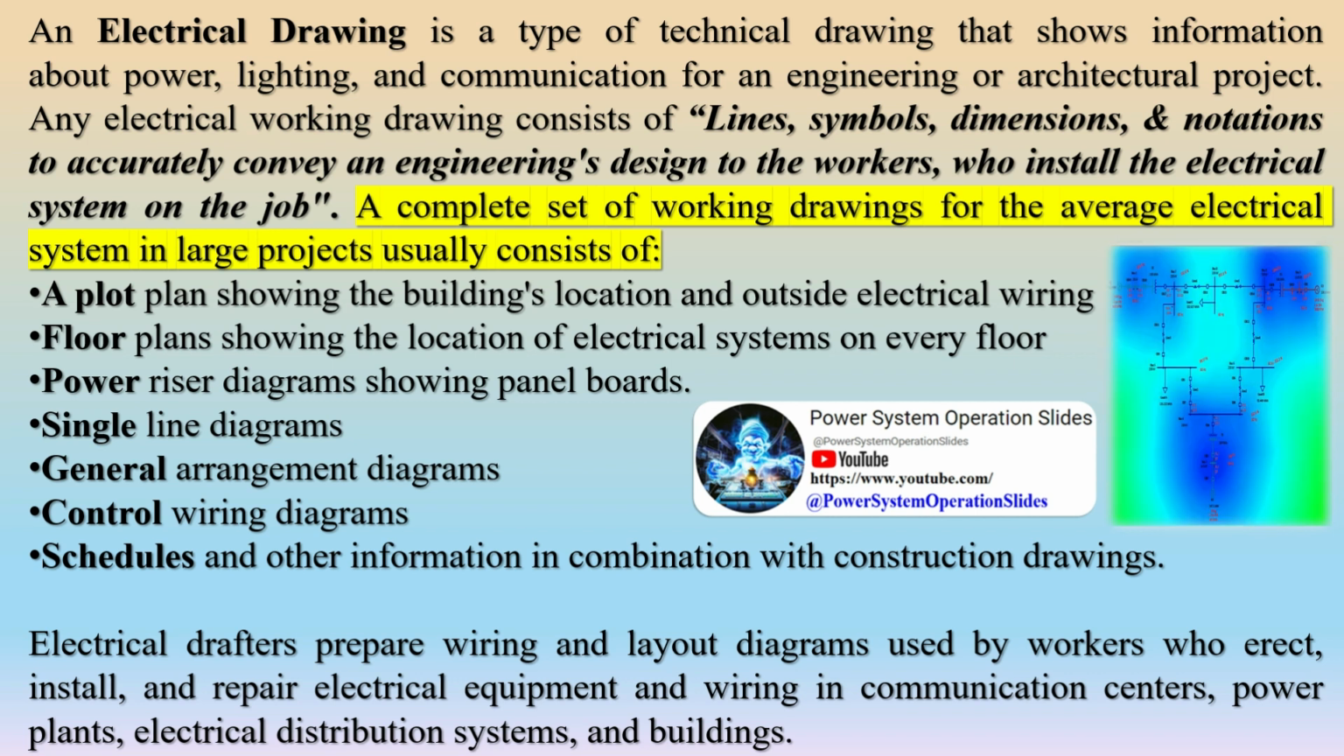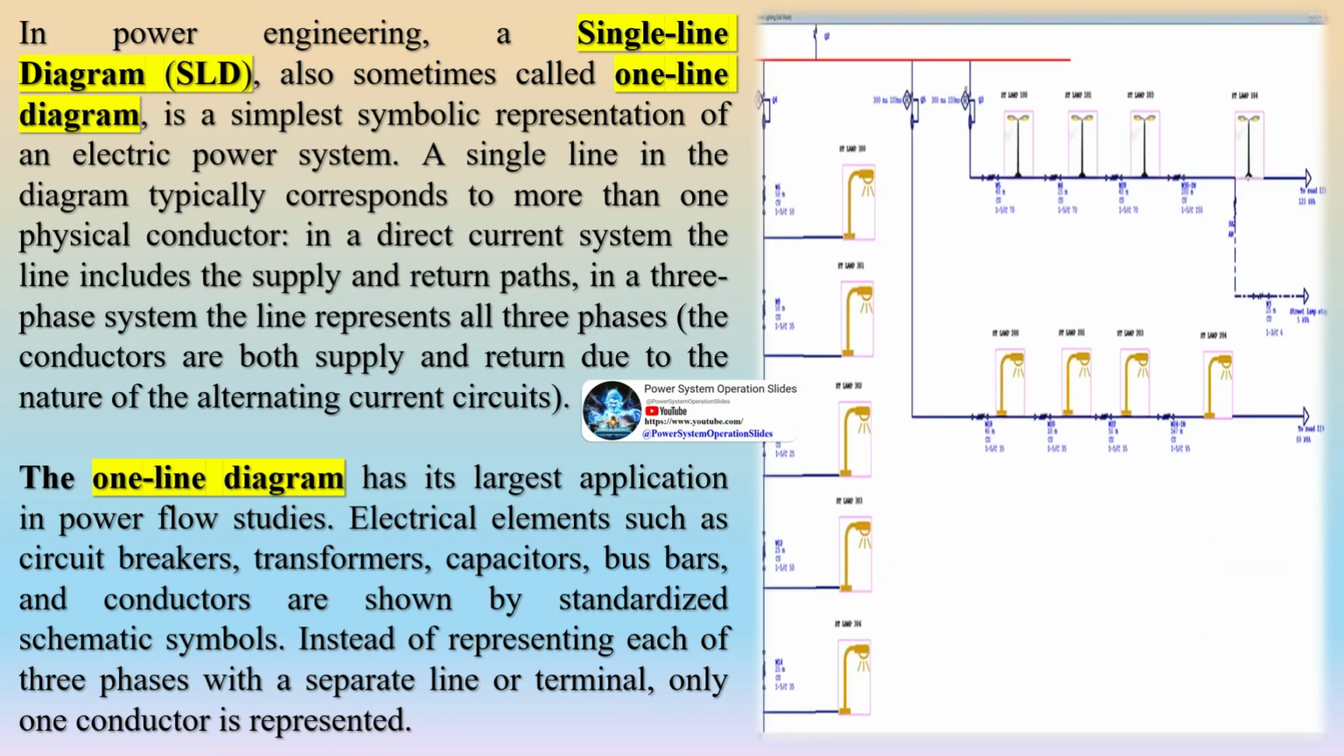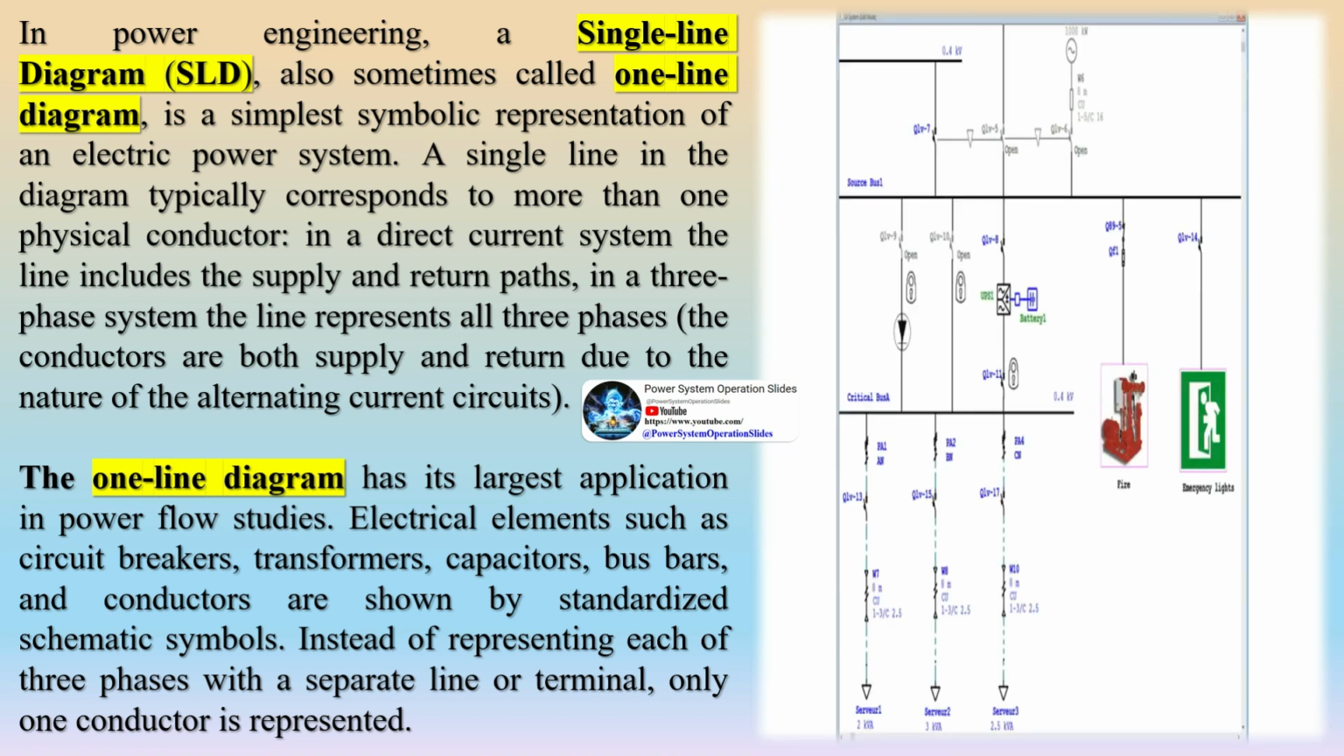Transformers. Transformers are another important component included in a single-line diagram. They are used to step up or step down the voltage levels between different parts of the power system. Transformers can be represented by symbols that indicate their primary and secondary windings, rated voltage, and tapping points.